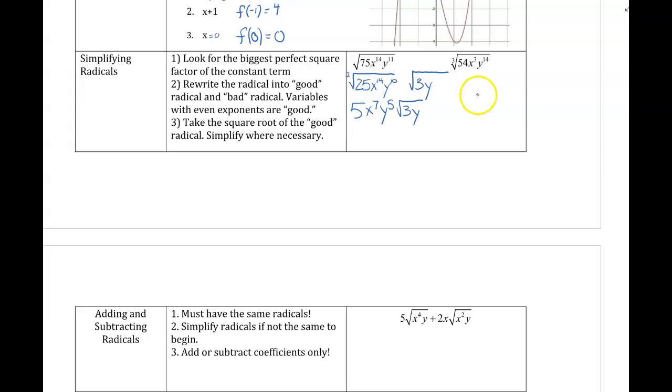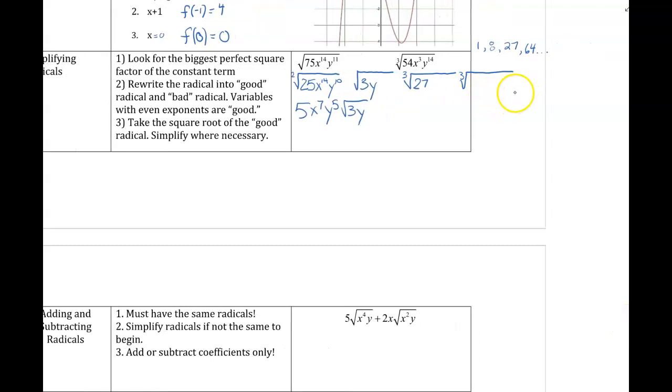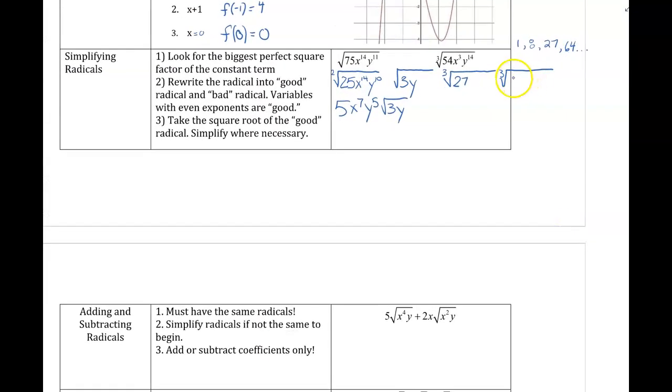When you're simplifying perfect cubes, again, we want to split it up if it's not a perfect cube. I know 54 is not a perfect cube, so if I were to write out my perfect cubes, well, 1 cubed would be 1, 2 cubed is 8, 3 cubed is 27, 4 cubed is 64, and so on. So 54 is not a perfect cube, but it is divisible by 27, and 27 is the largest perfect cube that would divide evenly. It would be 27 times 2.